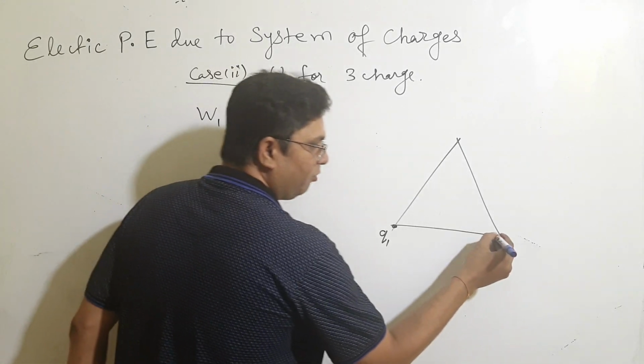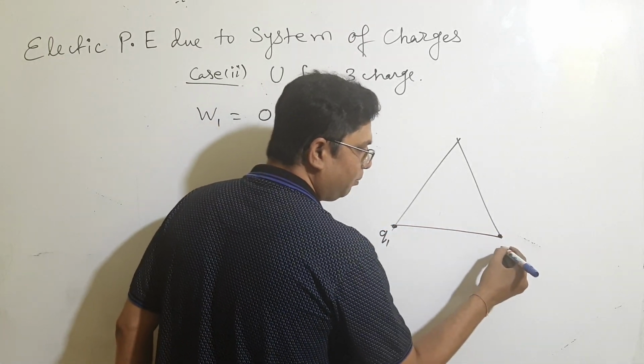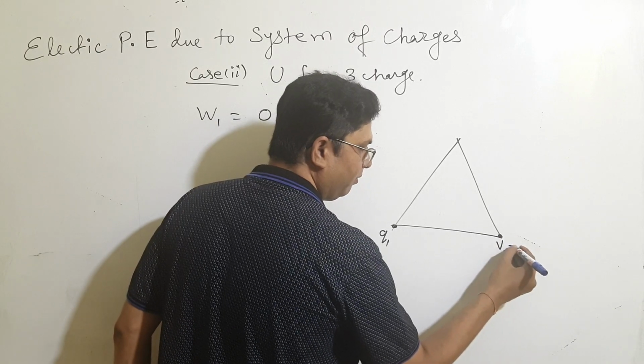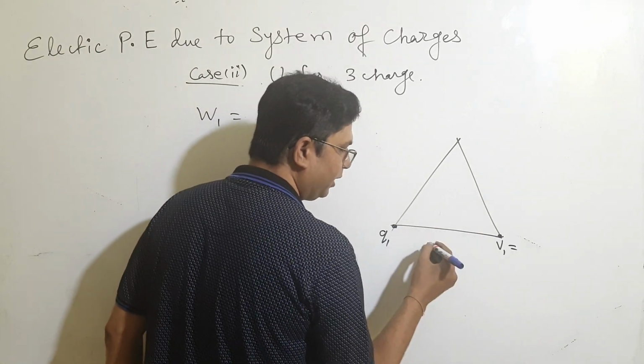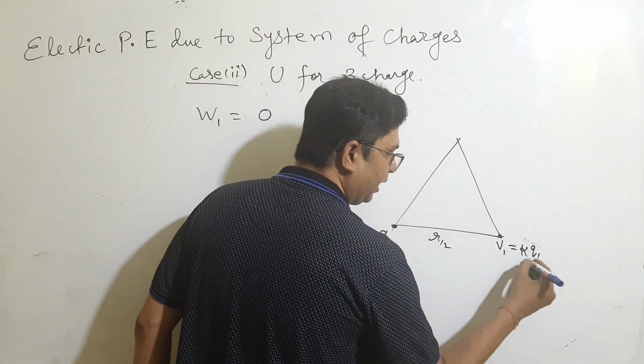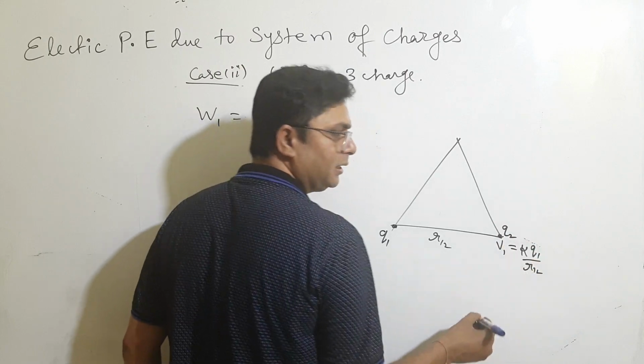Now we have to bring Q2 charge here. So this will create a potential V1 at this point. Let the distance between these 2 points be R12. So the potential V1 is K Q1 divided by R12. The charge put here is Q2 charge.